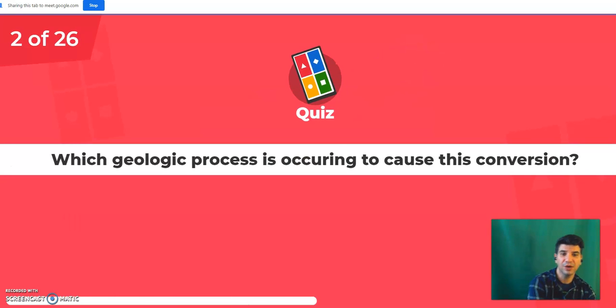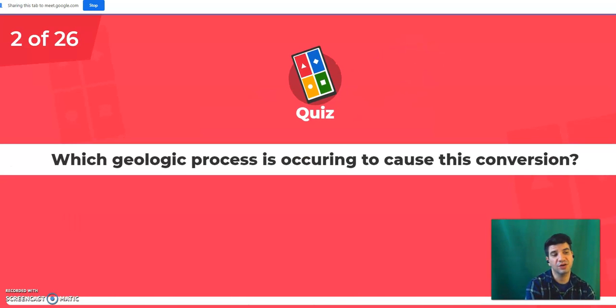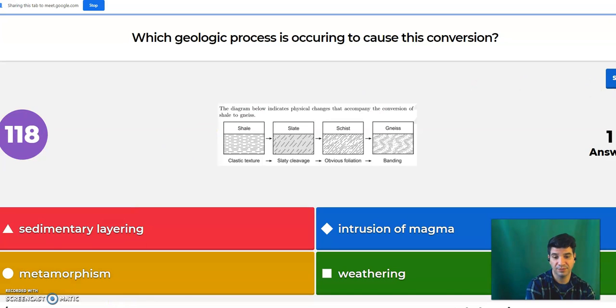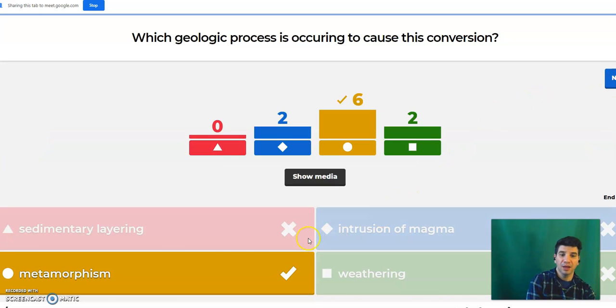Alright, question 2. Which geologic process is occurring to cause this conversion? You can see here we've got shale turning to slate, slate turning to schist, schist turning to gneiss. Classic texture turning to slaty cleavage, foliation, and then banding. ESRT page 7. So the answer is metamorphism.